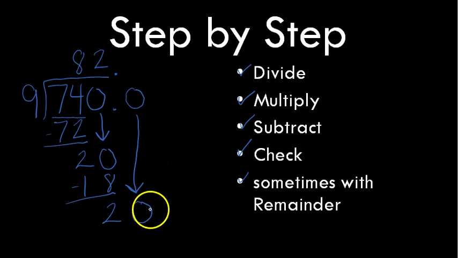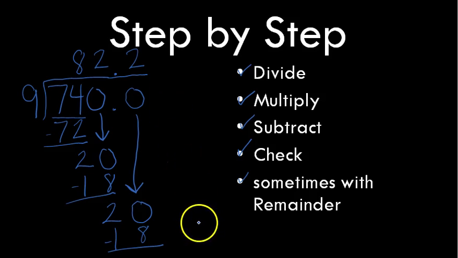So then I end up with 20 again. Well, 20 divided by 9 is 2. 2 times 9 is 18. I already see a pattern going here. If I subtract that, I'm going to get 2 again. I'm going to get another 0. That's going to be 20. That's going to be 2 repeating.